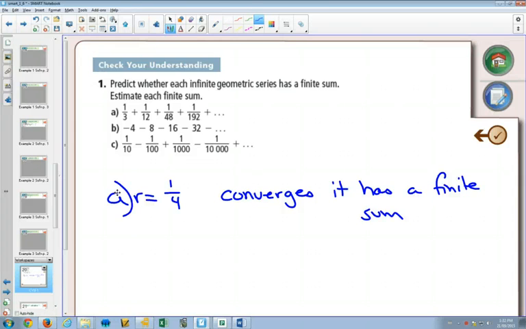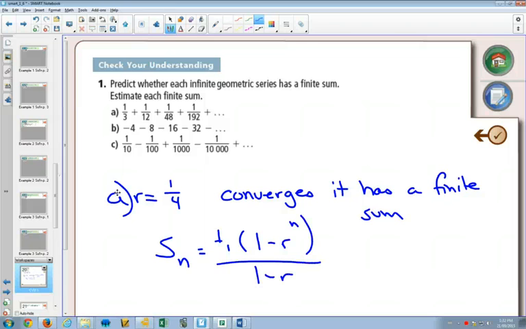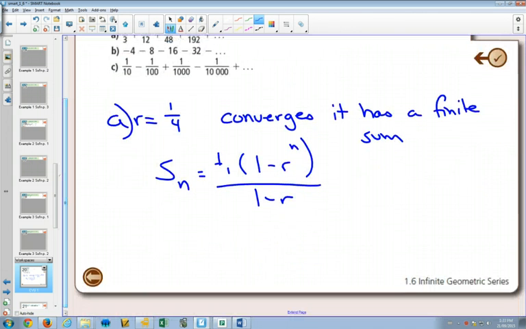If we wanted to estimate what that finite sum is, we could take our formula from before. Our formula for the sum of a geometric series was term 1, 1 minus r to the n over 1 minus r. And if we wanted to get an estimate for what it's going to equal, we would have to put in a large value for n. Because if you just added the first one, that's not going to be a very good estimate. But if you added the first 10, that'll be a better estimate. If you added the first 100, that'll be a better estimate.